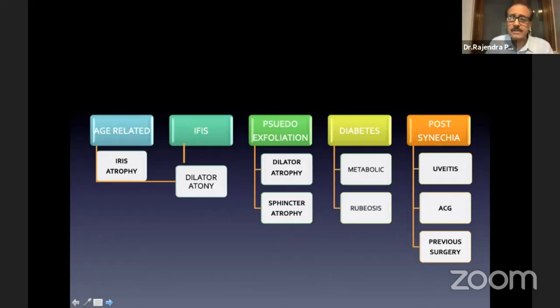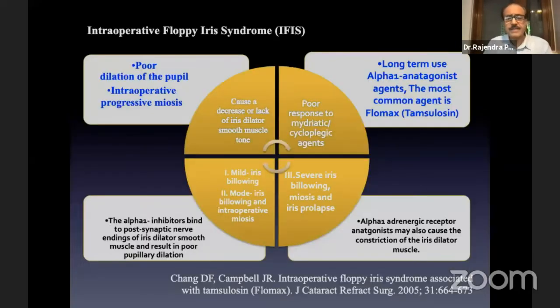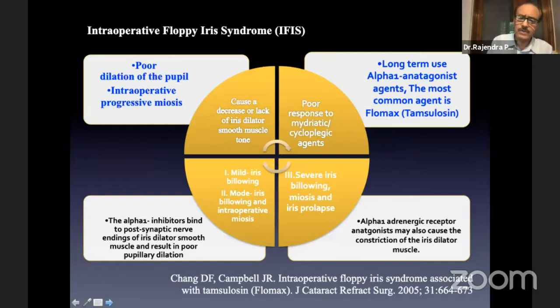But one very important cause is IFIS, that is intraoperative floppy iris syndrome. This is a dilator atrophy, or rather dilator atony, and this syndrome is characterized by poor dilatation of the iris. Whatever mydriatics you use, intracameral injections, whatever you use, the pupil does not dilate beyond 3.5 to 4 millimeter. Another important point is that the moment you start the surgery and start the irrigation in the anterior chamber, the pupil starts constricting, like intraoperative progressive miosis. So these are the two important characteristics of intraoperative floppy iris syndrome.